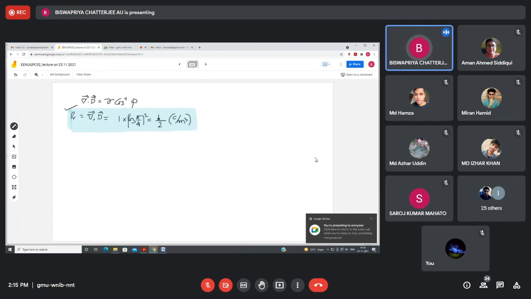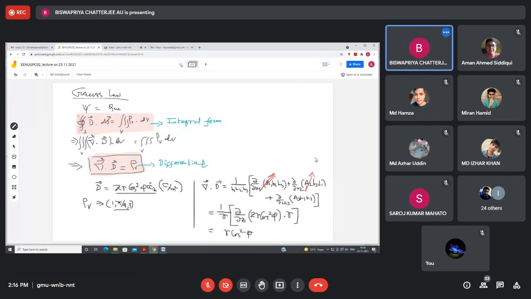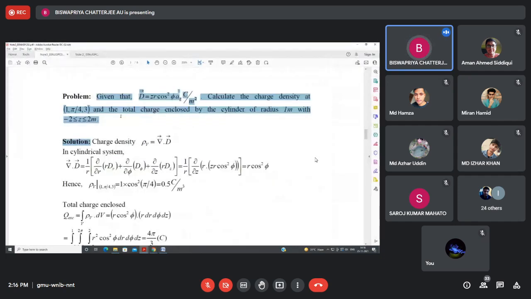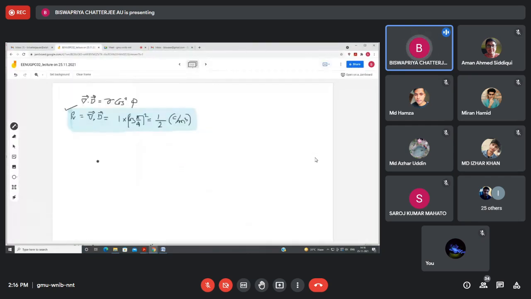So the volume charge density is evaluated as 1 by 2, or simply 0.5 coulomb per meter cube. It is volume charge density. After that, what was the statement? The total charge enclosed by the cylinder. Now you need to evaluate the total charge enclosed by the cylinder of radius 1 meter with this range. So you need to integrate this expression, del dot D.